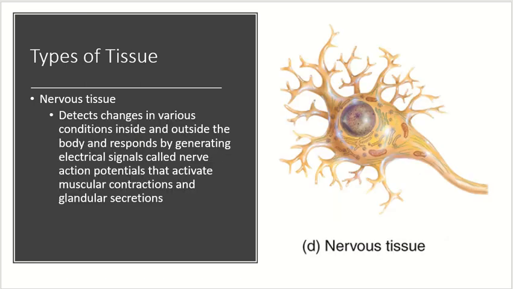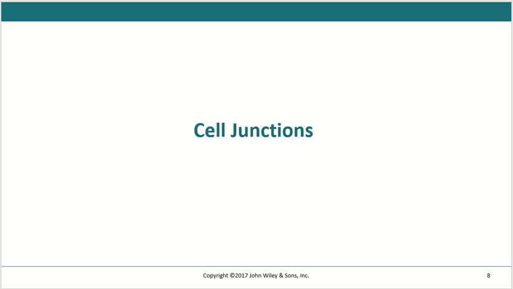And then our final type of tissue, which we're just going to touch on briefly, is nervous tissue. This detects changes in various conditions both inside and outside the body, and it's also responsible for responding to these stimuli by generating electrical signals called nerve impulses or nerve action potentials. These can activate muscle contractions as well as glandular secretions, or they can trigger other nerve impulses as well. So they can do a lot of different things.